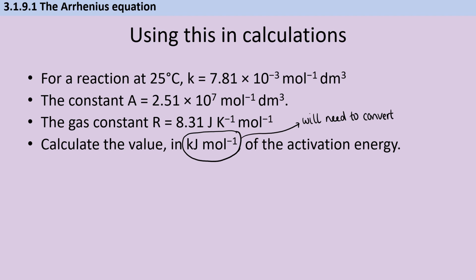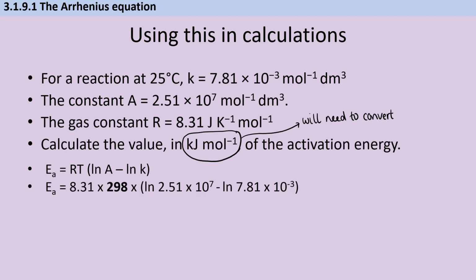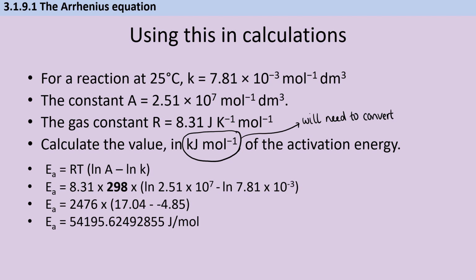So here we've got a slightly more challenging example where we're having to calculate the activation energy. As we've said, the equation is going to spit out the number in joules per mole, and we will need to convert it at the end. So I'm going to give my rearranged version of the Arrhenius equation. I'm going to need to convert the temperature, but also I'm going to need to take the natural log of my values of A and k. And then when I substitute all those numbers in, I get a nice big number for my activation energy, which I then need to convert to kilojoules per mole, and again round to an appropriate number of significant figures.